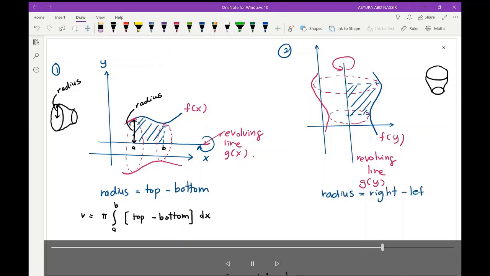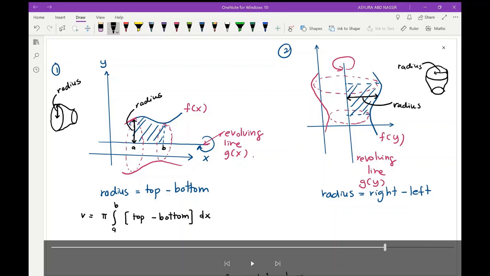Next, for case 2, it will be right minus left. This is your radius. From your diagram, this one will be your radius, which means it is right minus left. The radius is just like the formula of your area. So it will be right minus left.